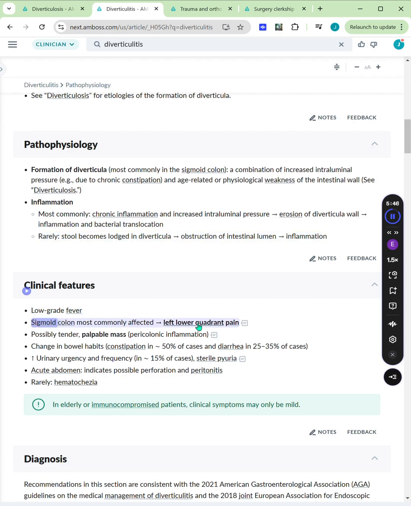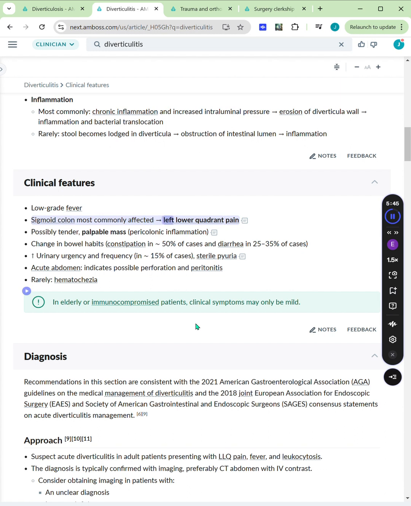Low-grade fever. Sigmoid colon most commonly affected: left lower quadrant pain, possibly a tender palpable mass, pericolonic inflammation. Change in bowel habits: constipation in 50% of cases and diarrhea in 35% of cases. Urinary urgency and frequency in 15% of cases, with sterile pyuria. Acute abdomen indicates possible perforation and peritonitis. Rarely hematochezia. In elderly or immunocompromised patients, clinical symptoms may only be mild.